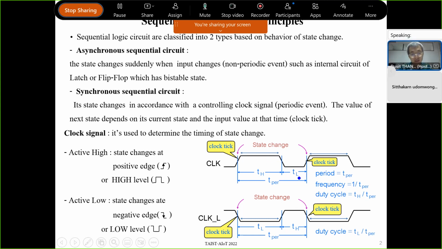Anyway, sometimes some circuits must consider the length of logic high or logic low level. In this case, one parameter is called duty cycle or duty ratio. Namely, if this high level, for example, is half of one period, it's called 50% of duty cycle or duty ratio.